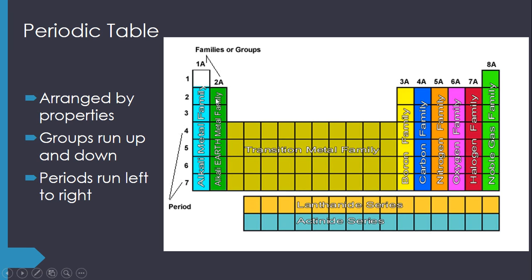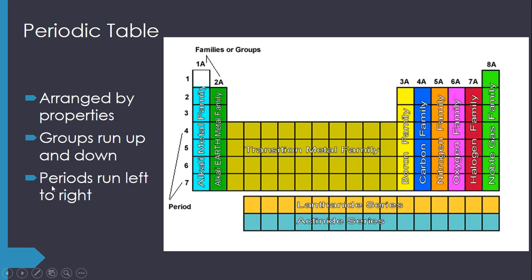But we call the groups by different things. So these are transition metals. These are alkali earth. You may know the noble gases are the last one. The halogens are the ones right before the noble gases. And we'll talk about that. But they're arranged by properties. Groups run up and down and periods run left to right.